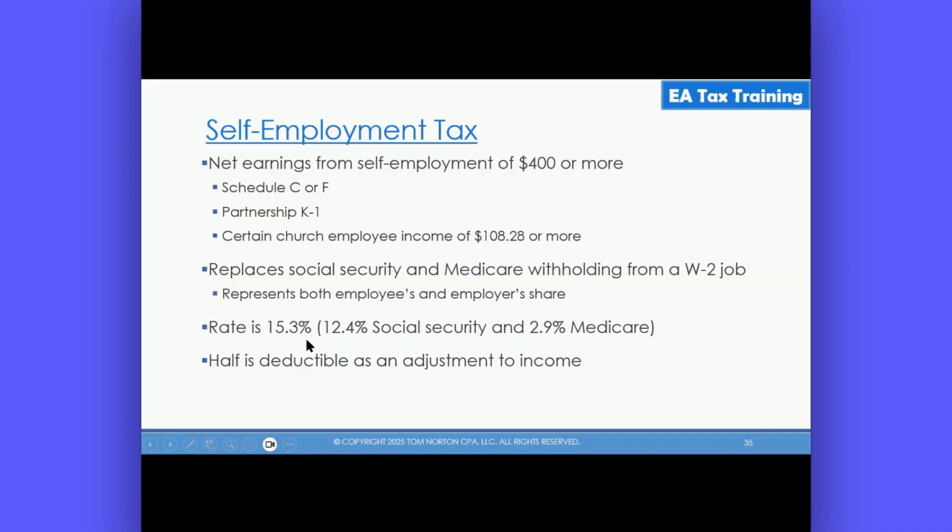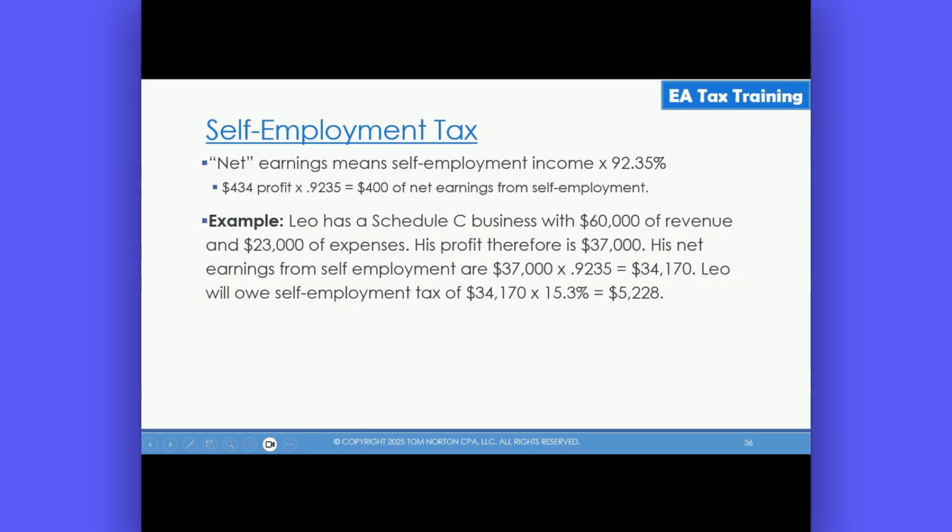And then also, as you will remember, half of this amount is deductible as an adjustment to income. That is, the employer's share of the Social Security and Medicare is deductible as an adjustment to income. Because that amount is deductible, the net earnings from self-employment is computed by taking self-employment income, revenue minus expenses, times 92.35%. So remember, we have that $400 number that you want to remember.